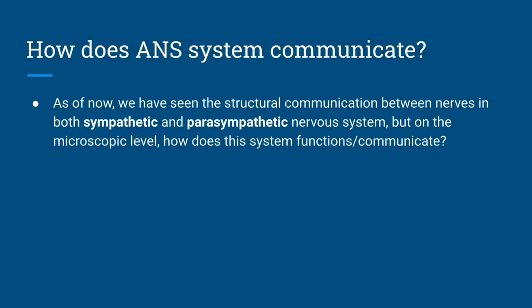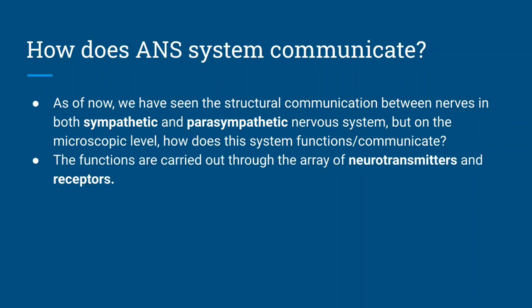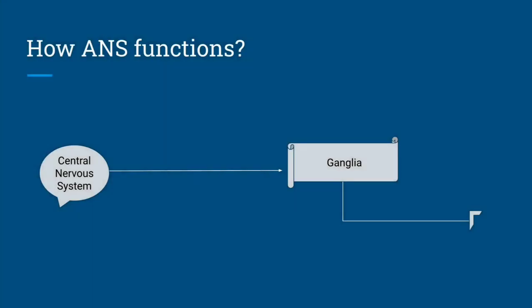So how do they communicate? As of now, we have seen the structural communication between nerves in both the sympathetic and parasympathetic nervous systems, but on the microscopic or physiological level, how do they communicate with each other? The functions are carried out through an array of neurotransmitters and receptors.